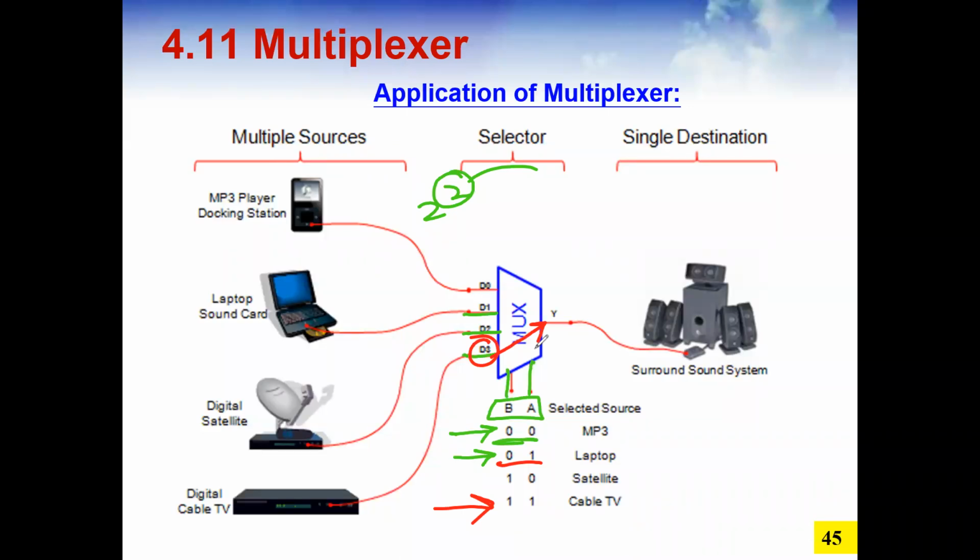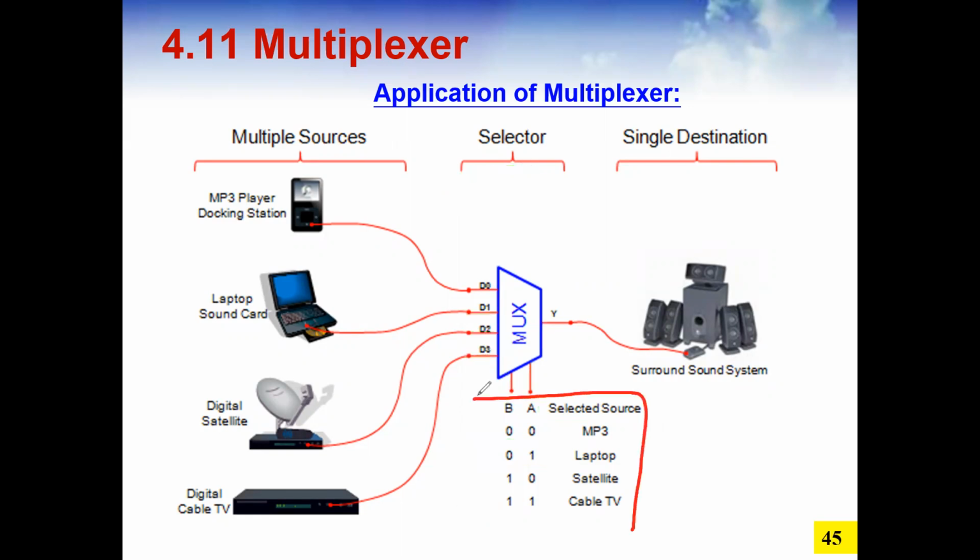Yes. It is basically working as a switch, connecting one input to the output according to the selection line. So the selection line is playing a very important role. If 0, 0, the MP3 player is connected, which is connected to D0. Then 1, 1, the laptop is connected. If 1, 0, this one is connected, like that.